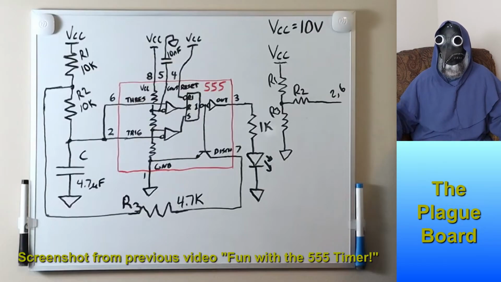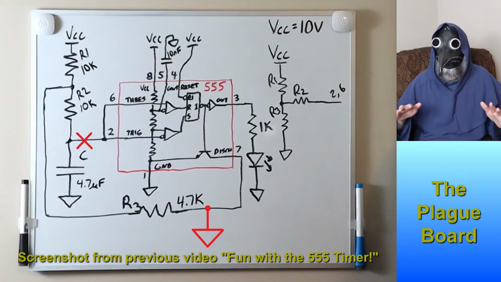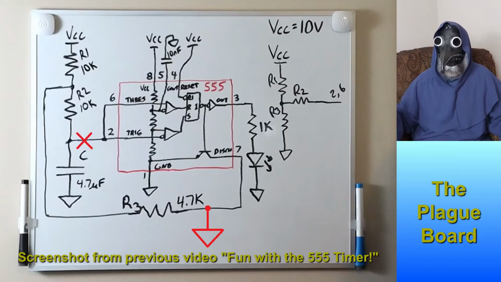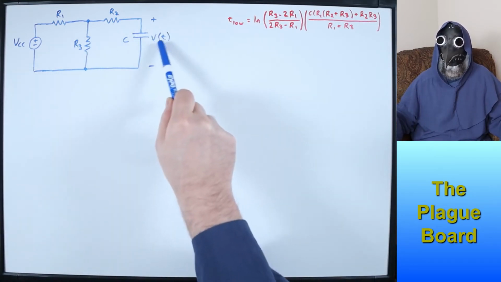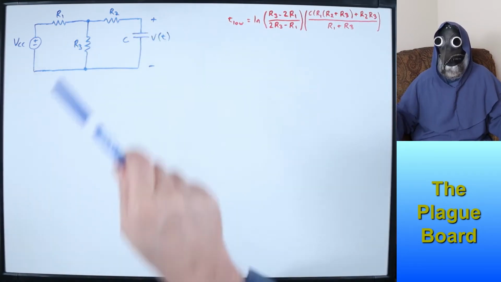Let's set this problem up. The time low occurs when the capacitor is discharging, and during that time the discharge pin is pulled to ground, which grounds this side of R3. We can consider the threshold and trigger pins on the 555 as high impedance inputs. Therefore, we don't need to worry about their effect in the circuit. Because of this, we can redraw the time-low circuit like this, where V of t is the instantaneous voltage across the capacitor.